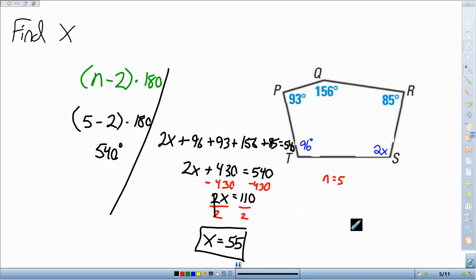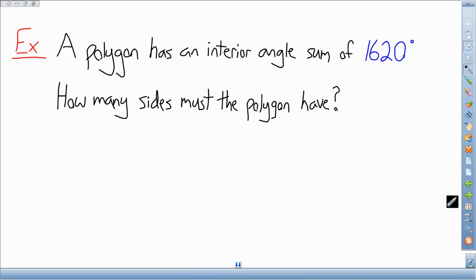Okay, cool. So that's that type of problem. We have one other type of problem to look at this lesson. I guess first thing, just go ahead and copy this example, and then we'll do this one together.